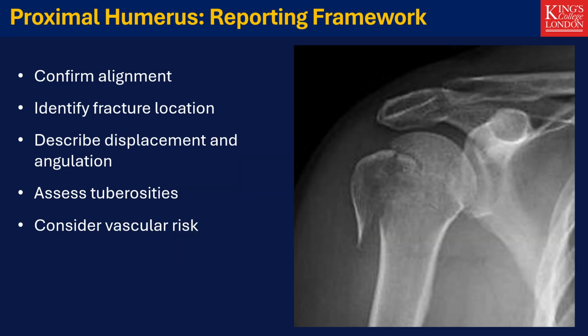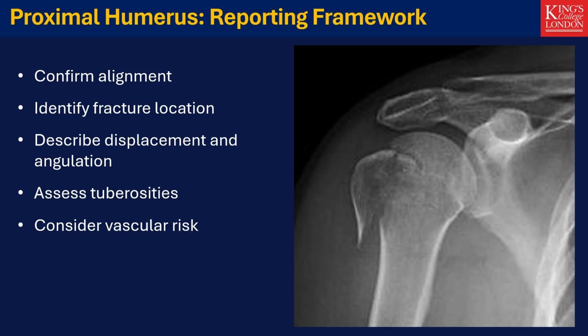First, confirm glenohumeral alignment. A fracture description is meaningless if the joint is dislocated. Second, define the fracture location precisely: surgical neck, anatomic neck, greater or lesser tuberosity, or head split component. Third, describe displacement and angulation in measurable terms.